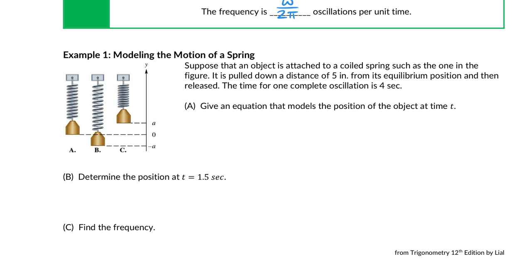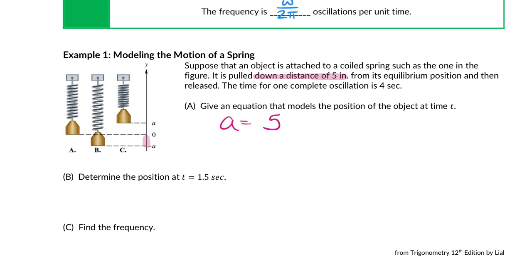So let's see here for a second. If we know that we have pulled this spring down a distance of 5 inches, that means from the equilibrium point down is going to be 5 units. Since this is oscillating up, the amplitude, or the distance it will move up, is also going to be 5. So we already know that the A value is 5.